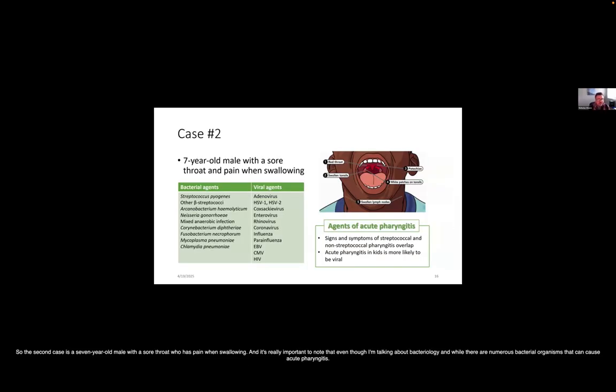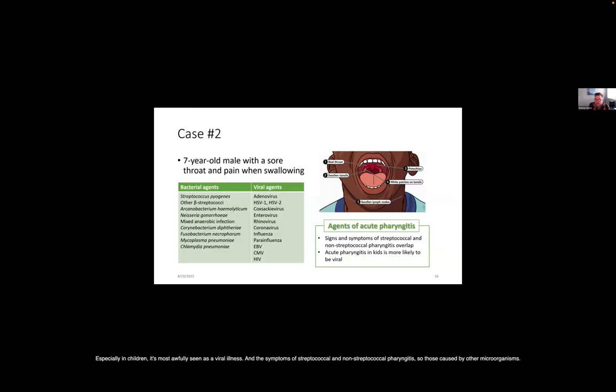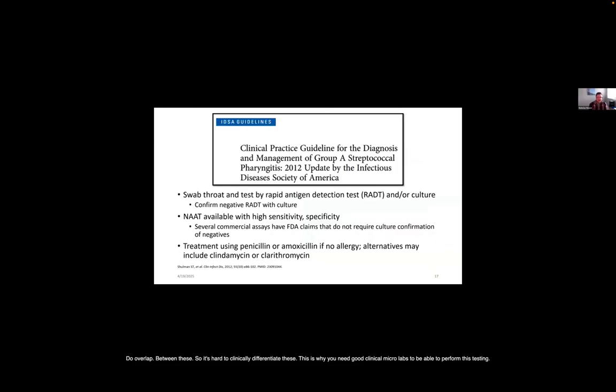So the second case is a 7-year-old male with a sore throat who has pain when swallowing. It's really important to note that even though I'm talking about bacteriology, and while there are numerous bacterial organisms that can cause acute pharyngitis, especially in children, it's most often seen as a viral illness. The symptoms of streptococcal and non-streptococcal pharyngitis, those caused by other microorganisms, do overlap, so it's hard to clinically differentiate these. This is why you need good clinical microbiology labs to be able to perform this testing.